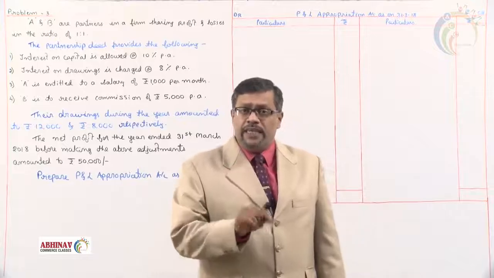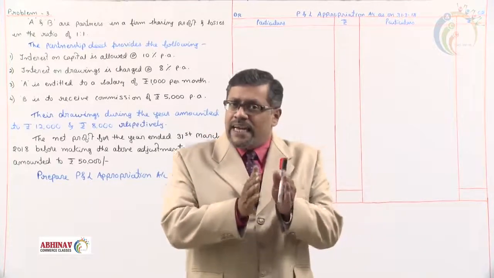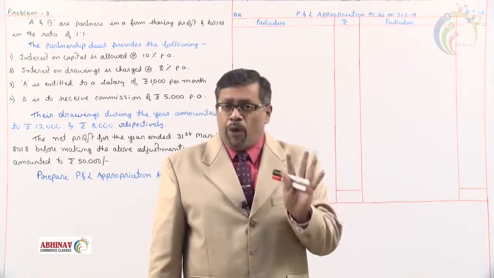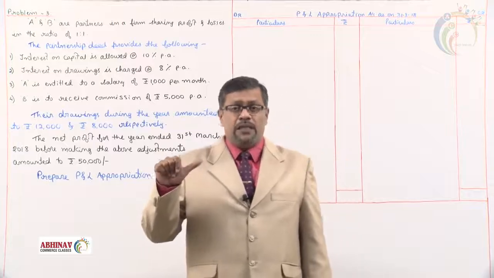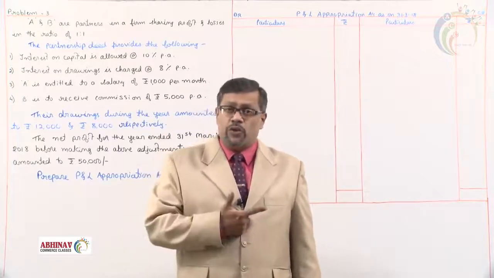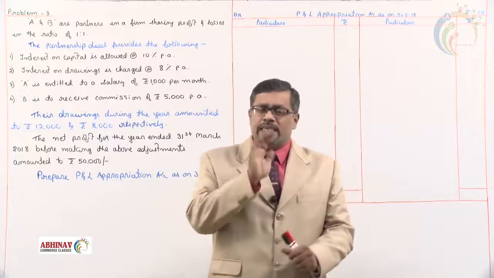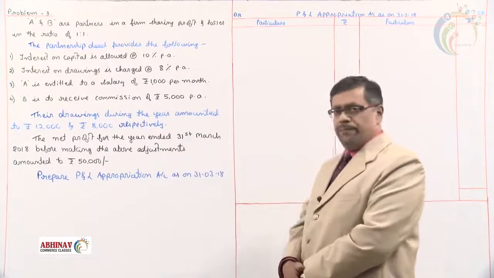Here we only take income, expenses and losses. Any assets, any liabilities are not to be shown here. In appropriation account, entries for capital, the amount of capital, the amount of drawings are not shown. They are shown under capital account. So let's see how to prepare this. Let us take up one full problem.